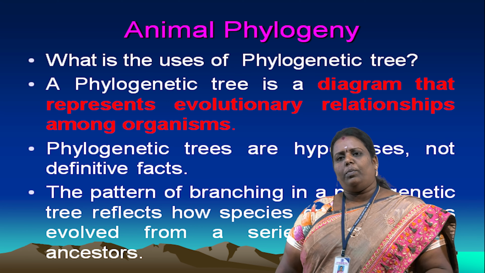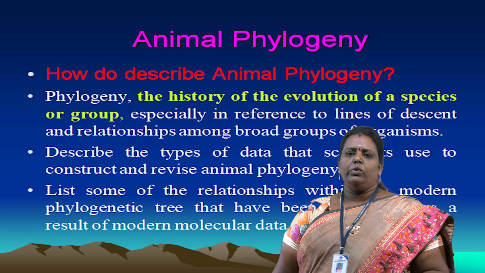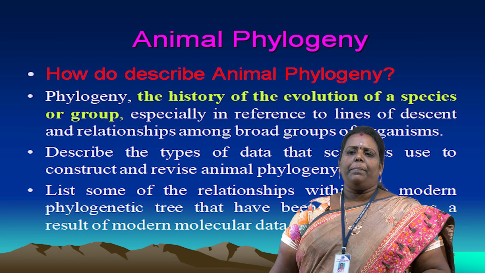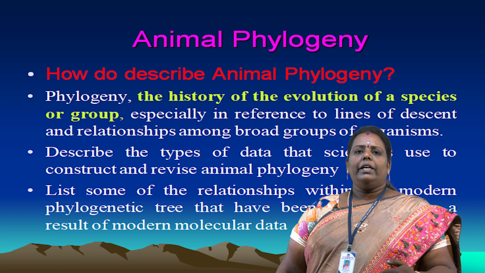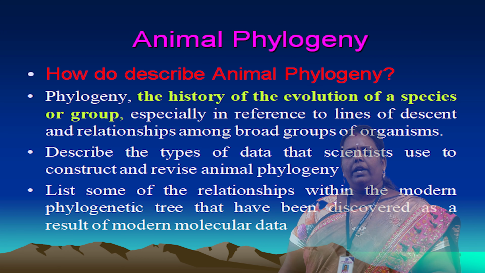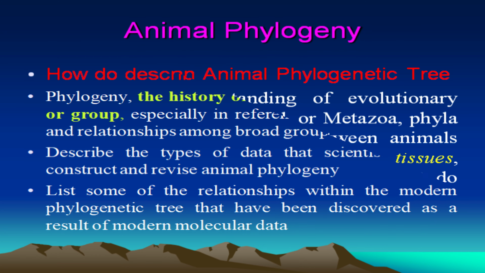How do we describe animal phylogeny? This is the history of evolution of a species or group, its descent and relationships, and it is described to revise the construct of animal phylogeny. Some relationships within the modern phylogenetic trees have been discovered as a result of modern molecular data. Already I told you, modern molecular data means how the RNA and DNA differ, internal body organs also, and at the molecular level, to identify how animals varied from ancestral animals.